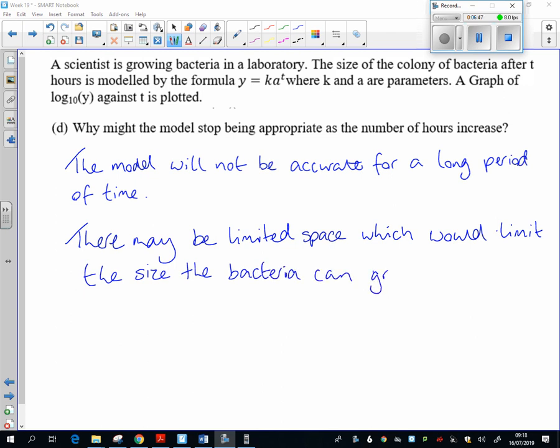There's going to be other things as well. I mean, you may have a more in-depth knowledge of this than me, so anything else that you can think of, just a sensible reason as to why that model is not, the bacteria is not going to continue increasing at that rate forevermore.